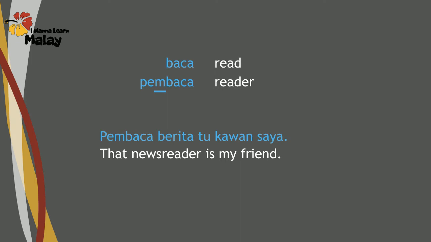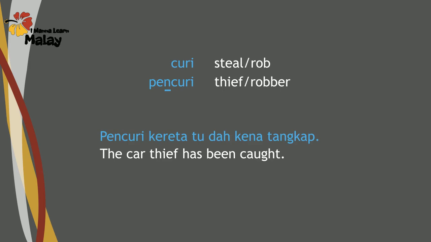But if the verb starts with a C, instead of an M, you add N with a per. For example, curi is to steal. Pencuri is a thief. Pencuri kereta tu dah kena tangkap, which means the car thief has been caught.